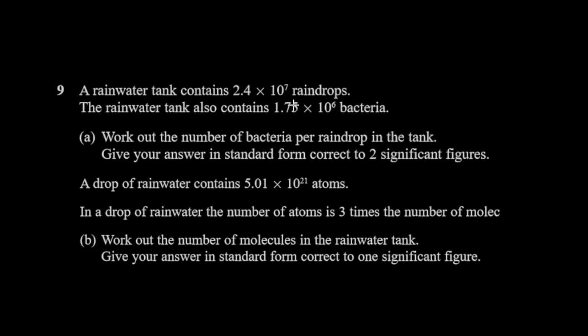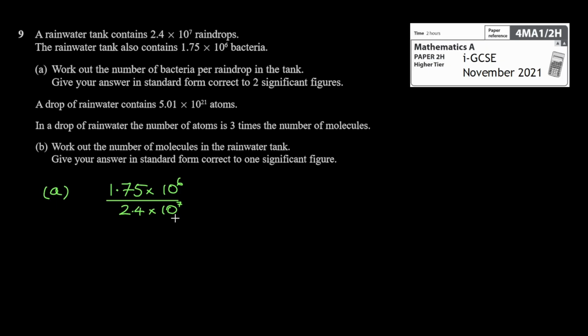Okay, so we've just got to divide the number of bacteria by the number of raindrops. So A works out to be this sum. Now, yes, you could plug that all into a calculator, but just do the tens on their own in your head. So this is 1.75 divided by 2.4, which is what you will put into the calculator. And this is multiplied by, well, you've got 6 on the top and 7 on the bottom, so this will be 10 to the minus 1. And this turns out to be 0.72916, and on it goes, multiplied by 10 to the minus 1.